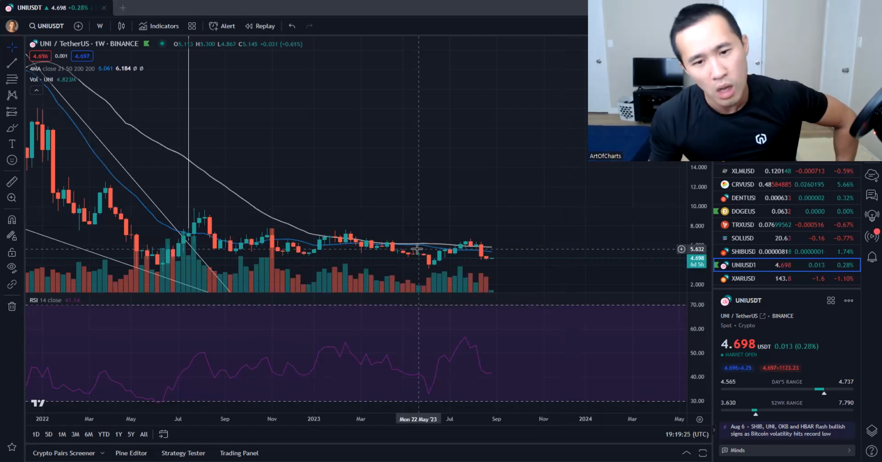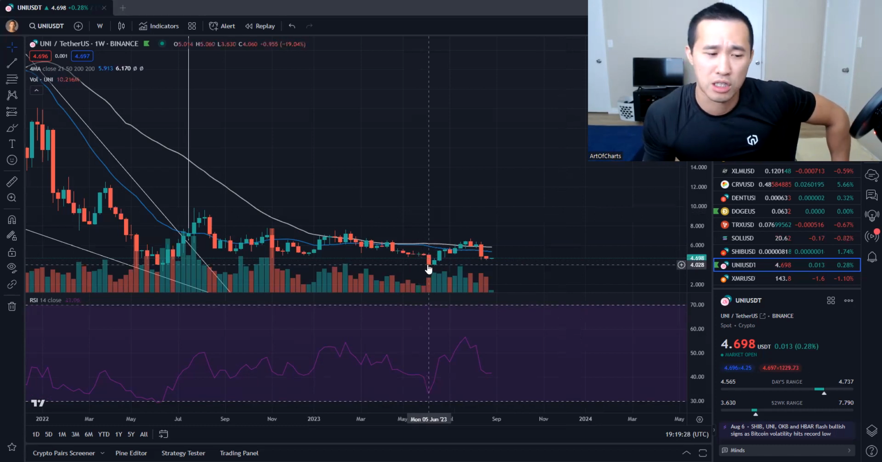But basically, this double bottom pattern could be forming.